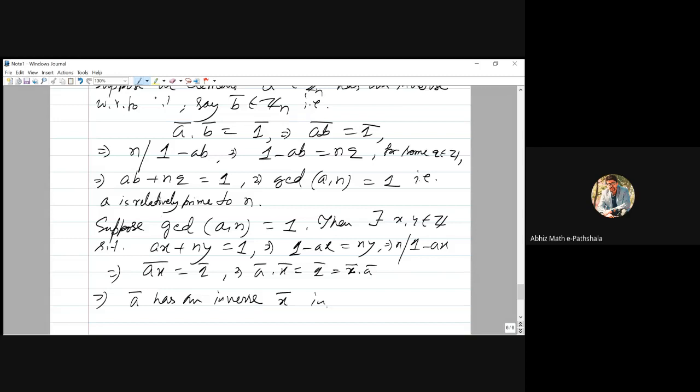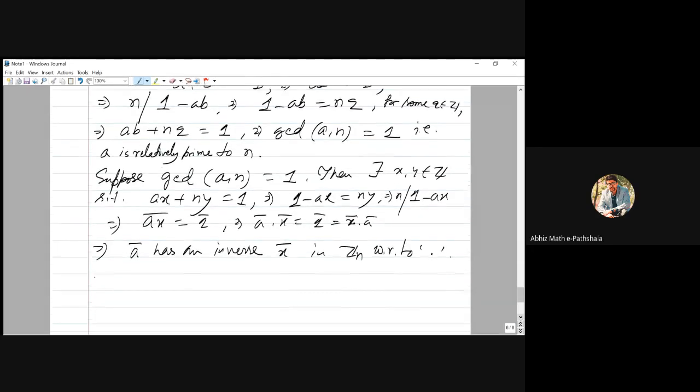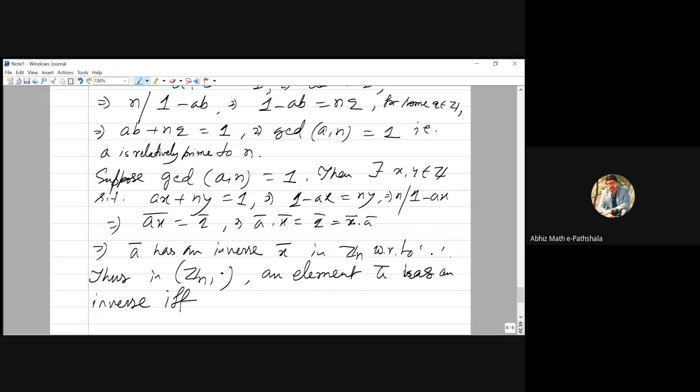X class in Zn with respect to dot. So thus, you can conclude that in Zn with dot, an element A class has an inverse if and only if GCD of a comma n is 1.